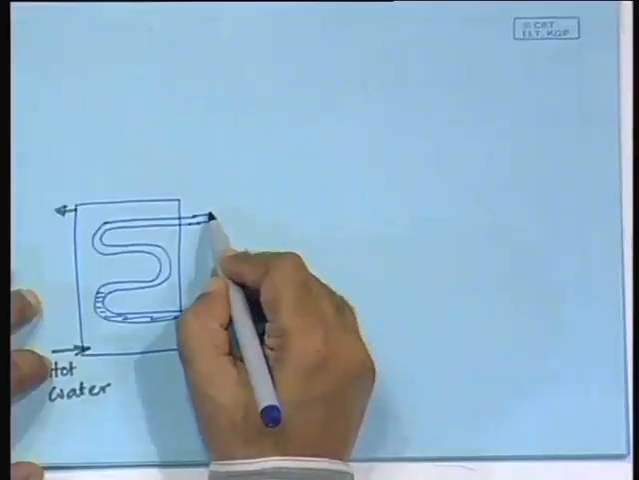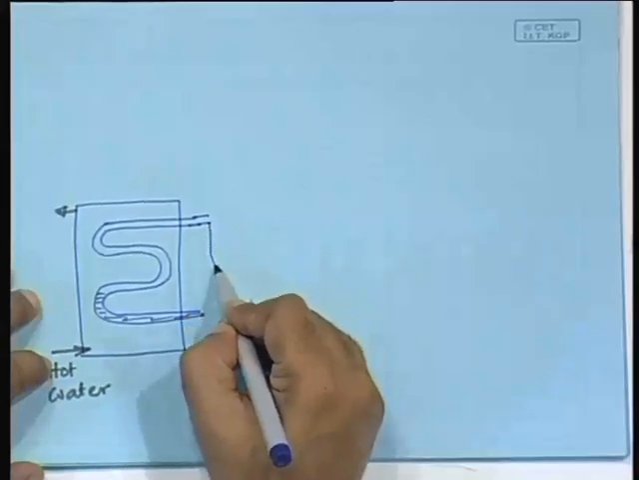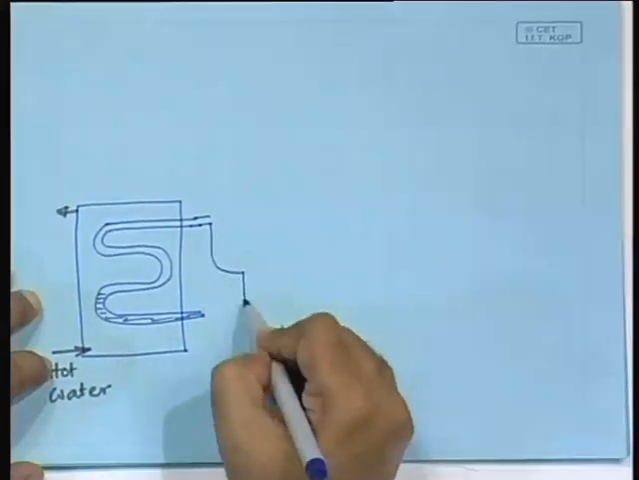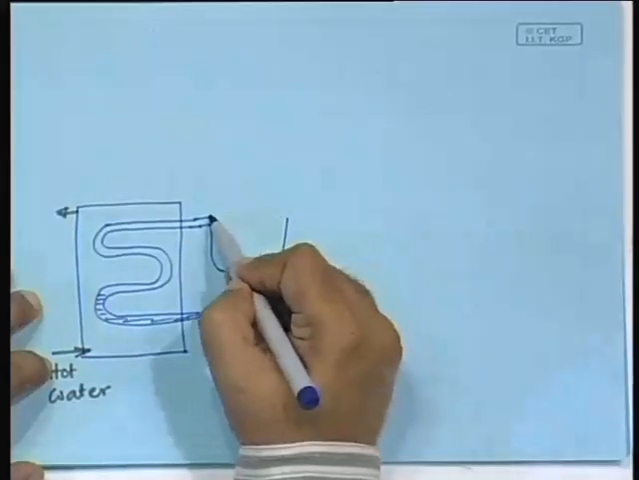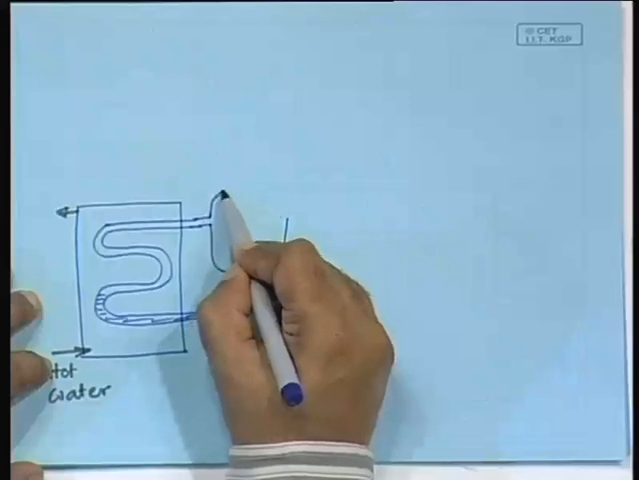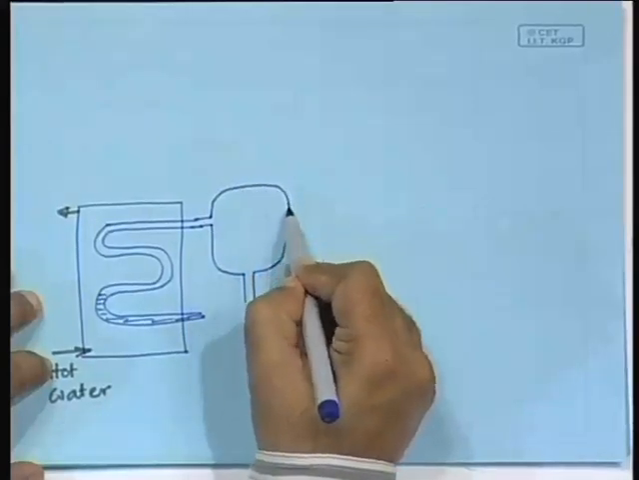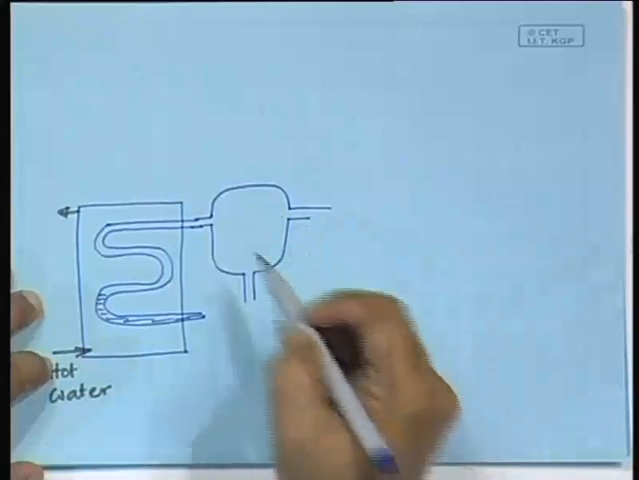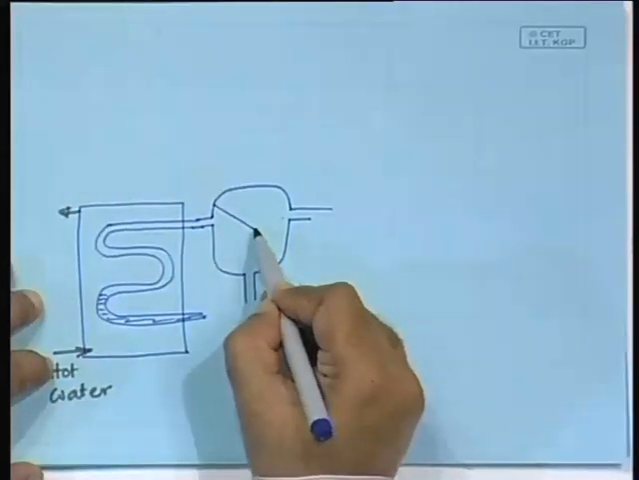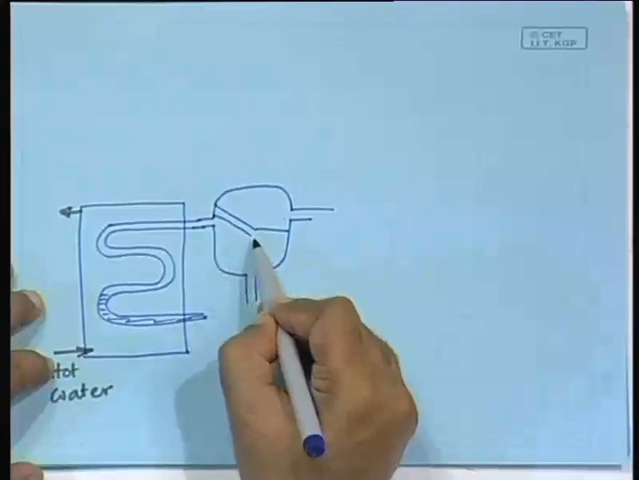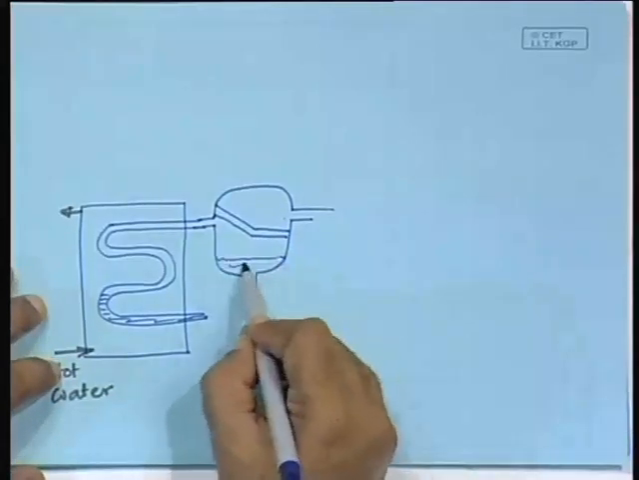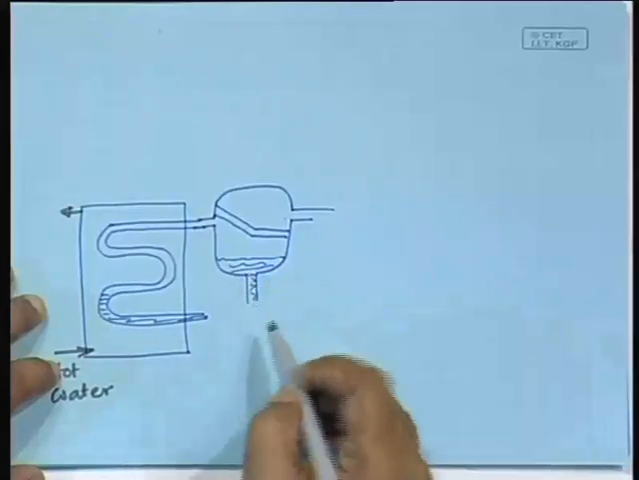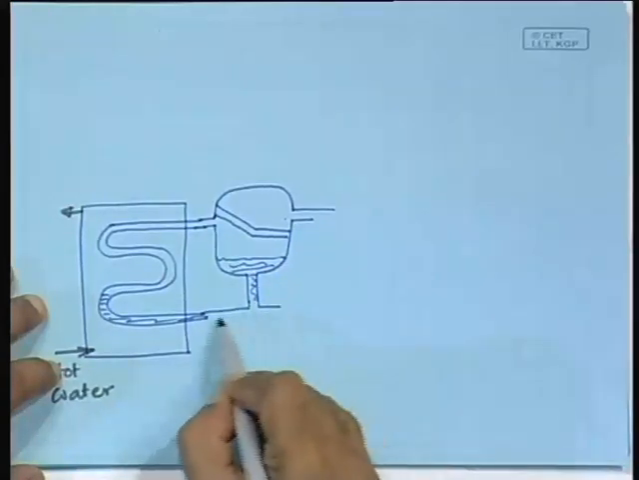So, it is done by a chamber, something like this. I will draw. And here you have a separation where the liquid is collected and that is fed back to this line.